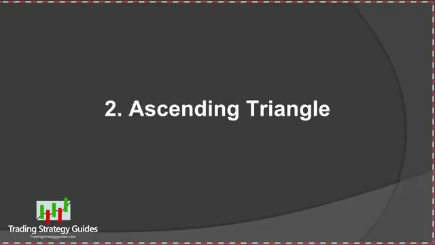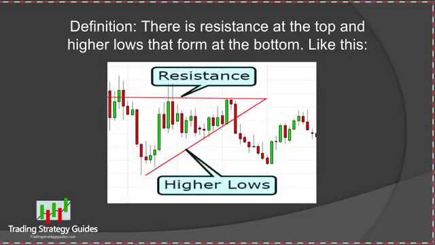Okay, the second triangle is called ascending, and the definition here is that there's resistance at the top and higher lows form at the bottom, and it'll look like this. So you can see that you have a flat top, and then you get your lows, and then here's the break like that. Okay, so that's the definition of an ascending triangle. So the difference is this is flat, versus where the symmetrical was, it would be coming in like this. Okay, so you can kind of see the difference here.